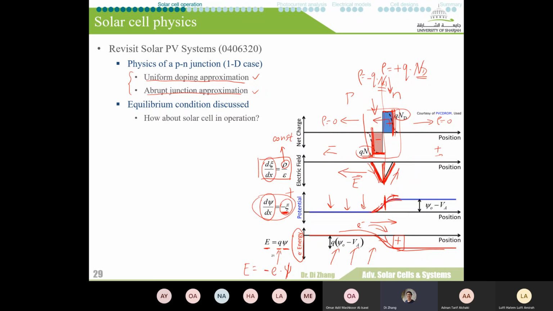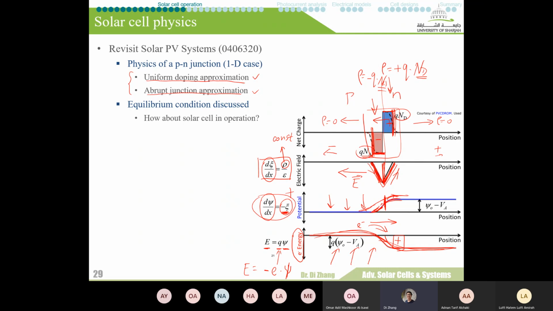So that is basically our physical picture from solar PV. We talk about the p-n junction in equilibrium, in the steady state. We talk about the net charge, the space charge density, and the electric field profile, which is a linear profile. Then we talk about the potential. From the linear electric field to the potential, this is going to be a second order function. Then from the potential, we do a simple flip to find the electron energy, which is the final curve we have here. So that is a very quick revision of our p-n junction physics from solar PV.